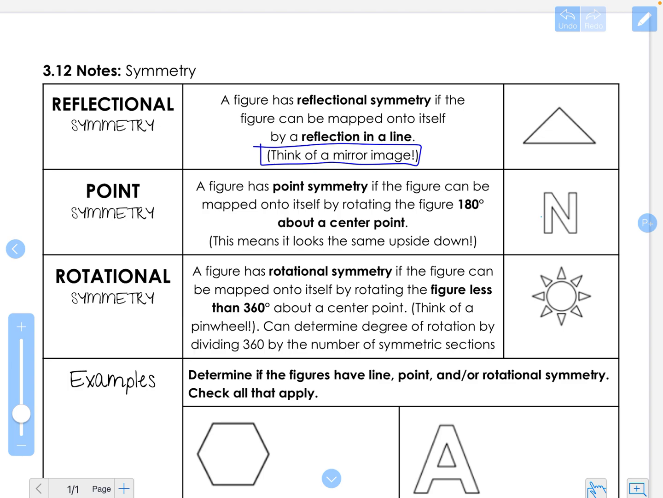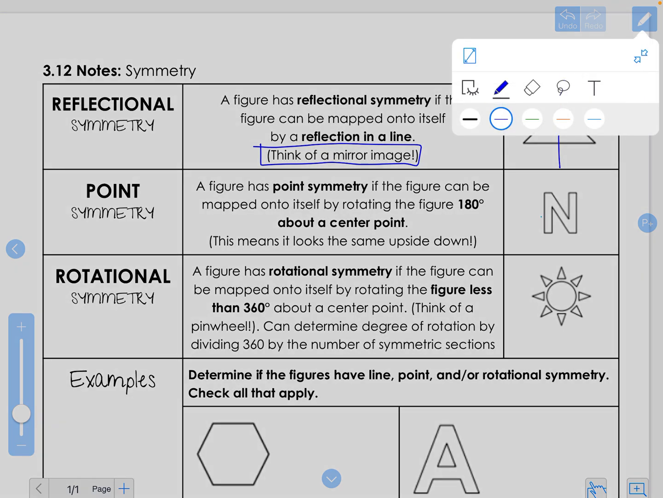So when we have reflectional symmetry, we like to draw a line that would represent that if we held up a mirror right there or if we folded it right there, it would be reflected. And so on this shape right here, we have one line of reflection. Some shapes will have more than one line of reflection.